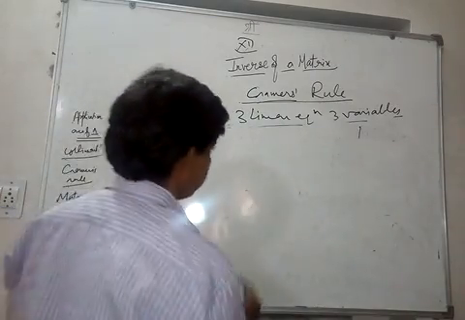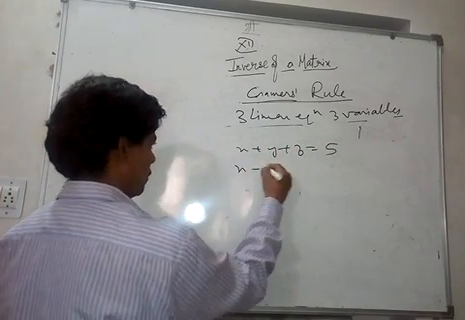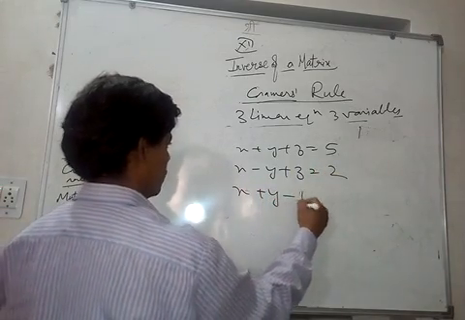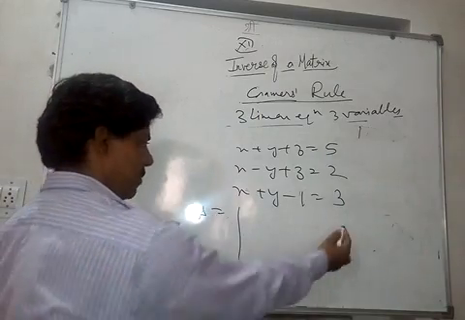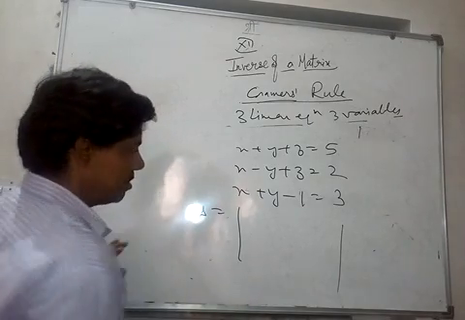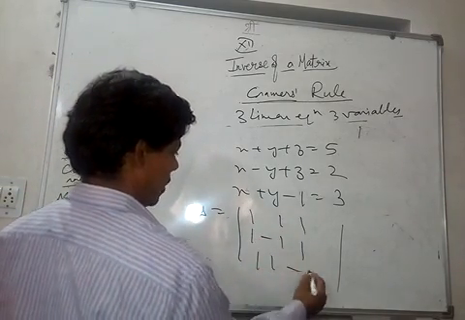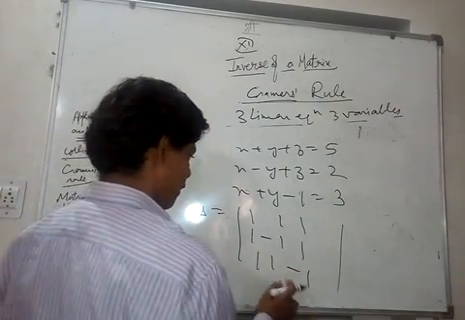So what are they? Suppose we have x plus y plus z is equal to 5, x minus y plus z is equal to 2, x plus y minus z is equal to 3. First of all, you must calculate delta. Delta should not be 0. If delta is 0, no solution or infinitely many solutions. So let's see. Delta is 1 1 1, 1 minus 1 1, 1 1 minus 1. So this should not be 0. So what do we get?